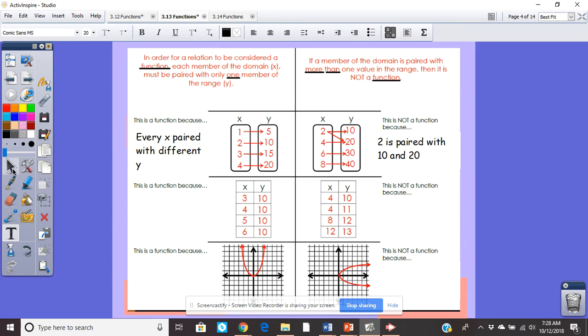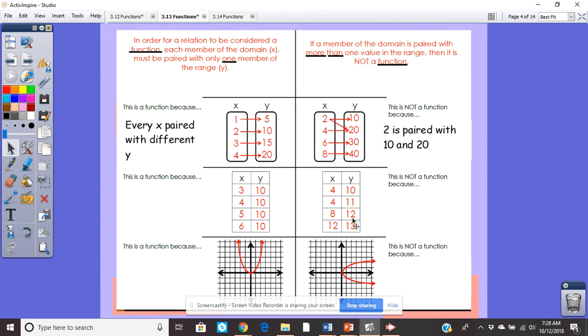The next ones down here are tables, so we can look at functions as tables. This table right here is a function because every X is paired with a different Y. What I mean by different Y is that 3 is only going to 10. 3 is not paired up with another number as well. So the Y can repeat. It's just the X's that cannot repeat.